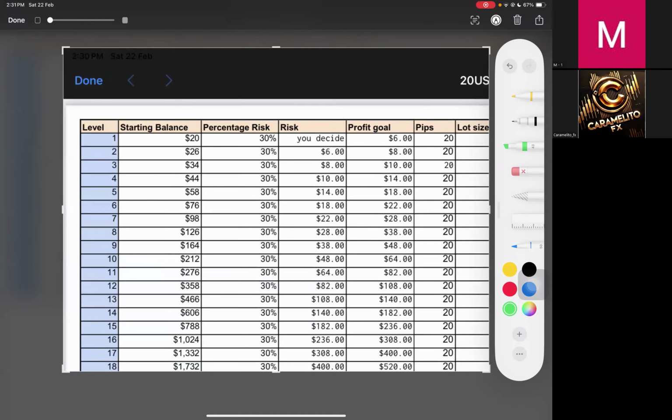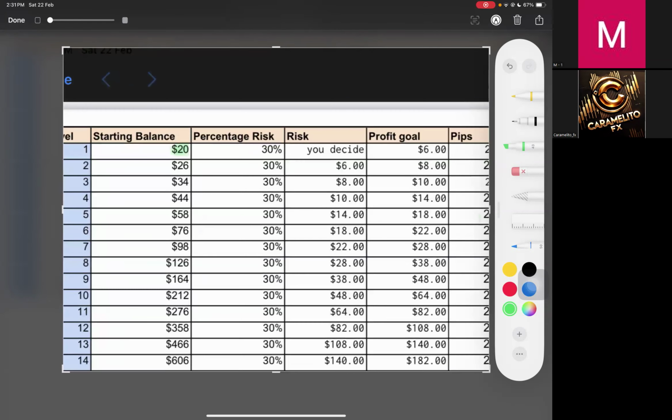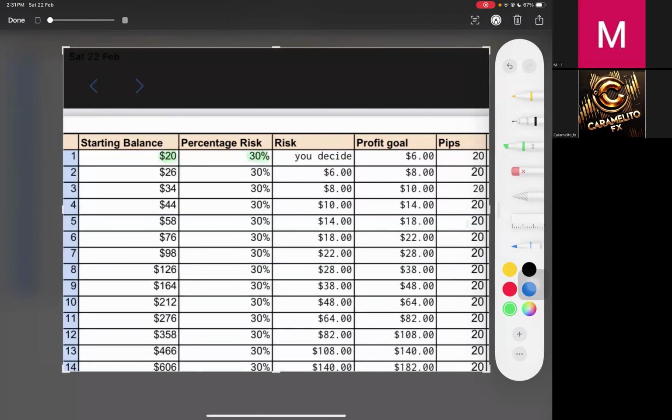You can start from $20, or you want to start on $50 again. It's up to you. But this is an example for you to follow. Let's say for the first day you started from $20 and you risk 30% from your account, from your margin. You decide how much you want to risk, but for the target profit goal, only $6.